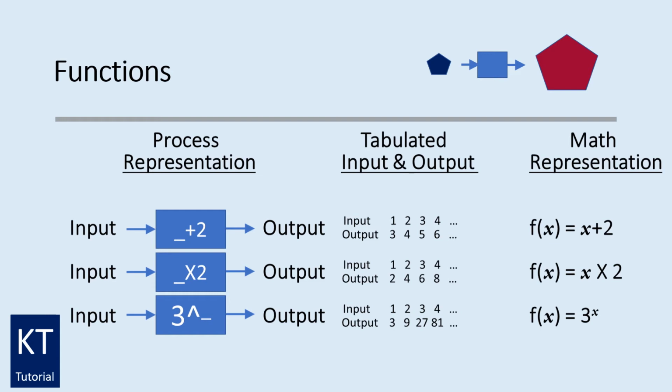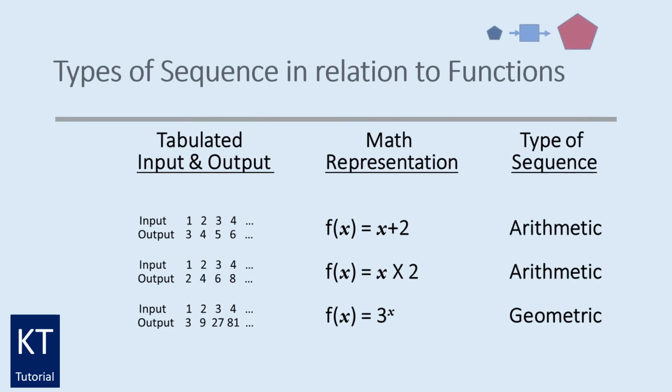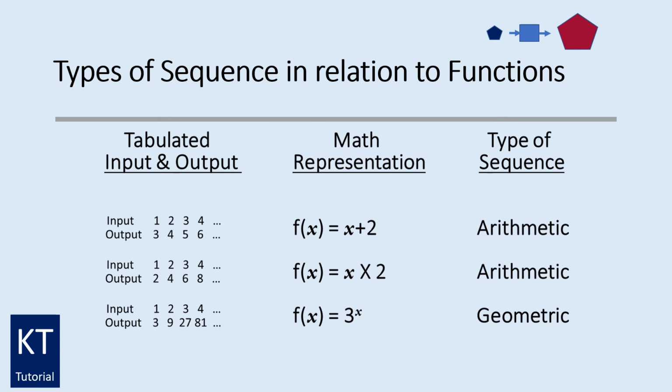Row 1 simulates each of the three when the process is to add 2 to the input. Row 2 is for when input is multiplied by 2. And row 3 is for when the input is the order of the number 3. Now, doesn't it seem like the first two rows are that of an arithmetic sequence, and the third row is that of a geometric sequence?